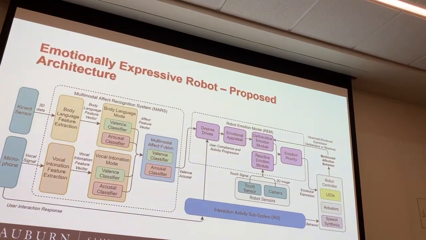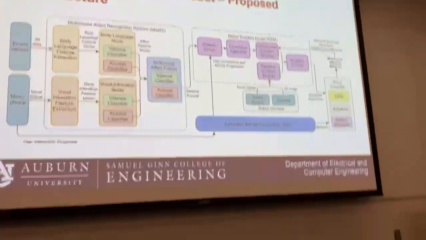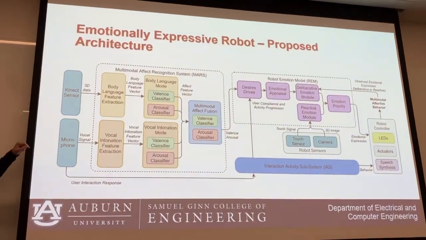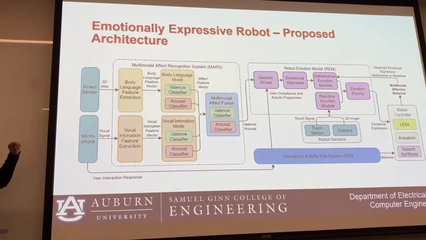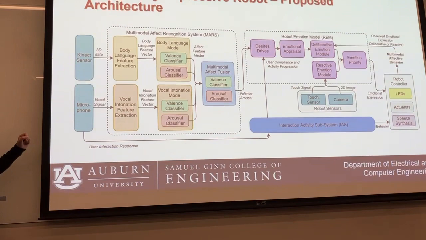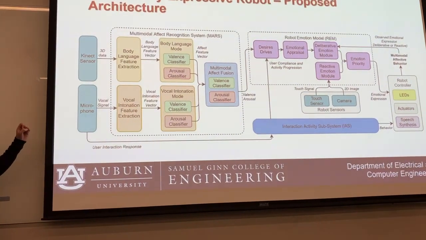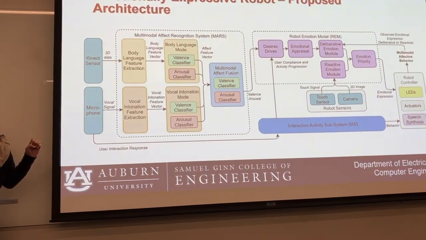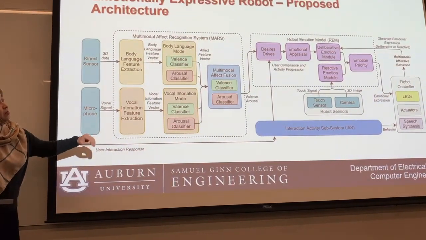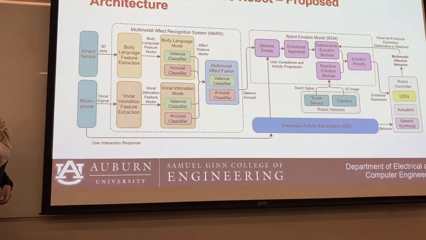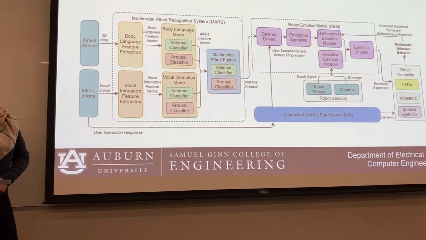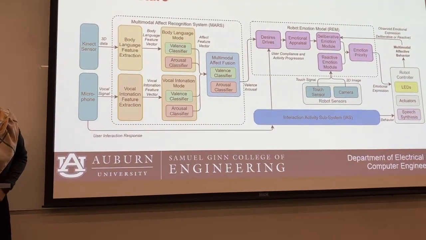So this is the proposed architecture. The input is from the Kinect sensor and the microphone. The Kinect sensor is to extract the body language features, and the microphone is for the vocal intonation. And it has 2D valence and arousal for each of body language and vocal, and then combines the two with multimodal affect fusion. And then to determine the robot emotion, they use the robot emotion model.